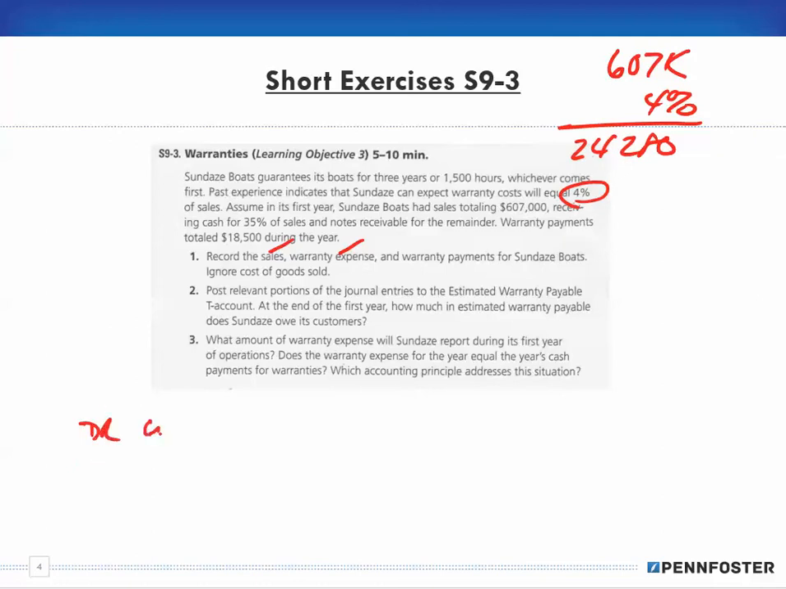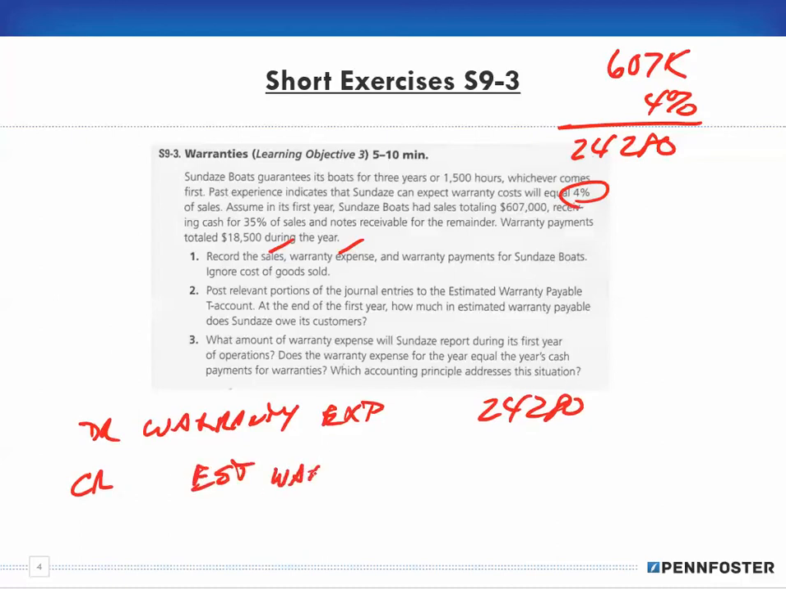Okay, so my warranty expense is the $24,280, and we offset that with our estimated warranty payable, because that's what we estimated our warranty to be. Let me just start using this nomenclature. Warranty payable, okay, for $24,280. So that's how we are going to record our warranty expense, right?